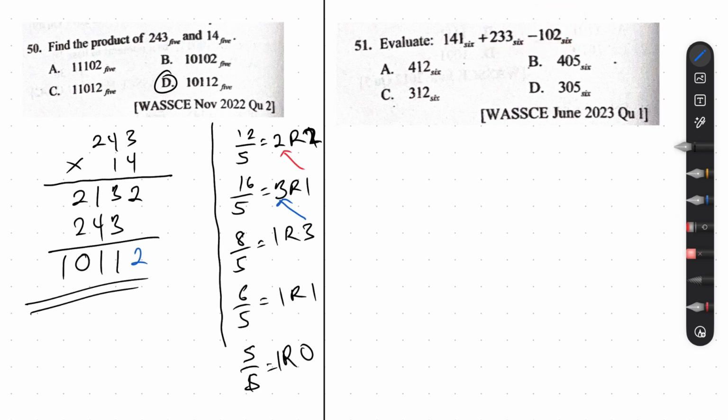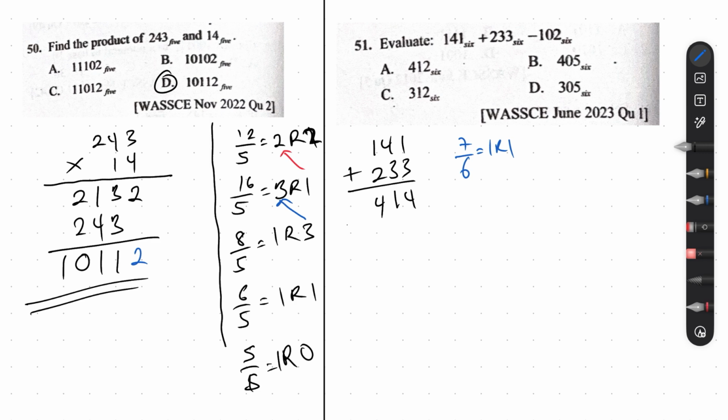So we have 141 plus 233. 1 plus 3 will give us 4. 4 plus 3 will give us 7, which is more than 6. Our base is 6, right? So 7 in base 6 will give us 1 remainder 1. So we write our remainder, then we keep our dividend, which is also 1. So that 1 will come and add here. So 1 plus 1 plus 2 is 4.